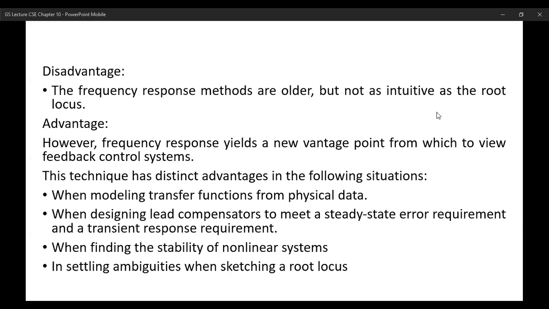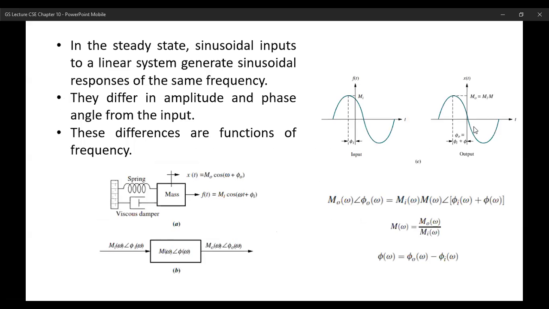Also, it helps us to design a lead compensator to meet both the steady state error requirements as well as the transient response requirement. Also, it is helpful when you want to find out the stability of a nonlinear system. In the root locus, you cannot do that, but here, if you have the frequency response diagrams, you can figure out the stability of nonlinear systems as well. Also, at the points where it is difficult to go for the root locus method, we can go for the frequency response techniques.